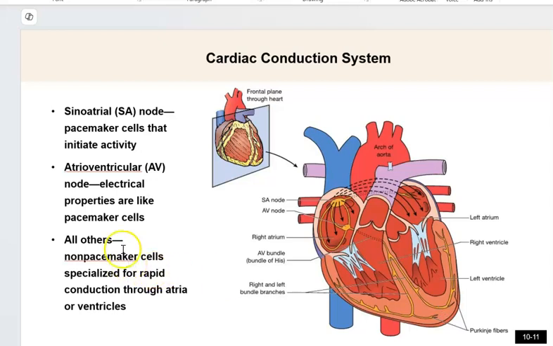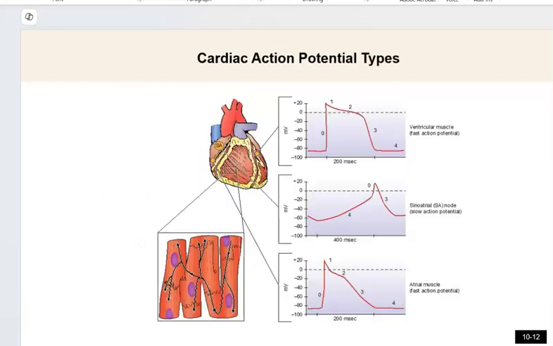cycle. We have the SA node and the AV node, which should have the pacemaker cells within this tissue here. However, all of our cardiac cells are considered non-pacemaker cells, and they do conduct, but they can also stimulate their own inotropy or stimulate their contractility with each of the individual cells.